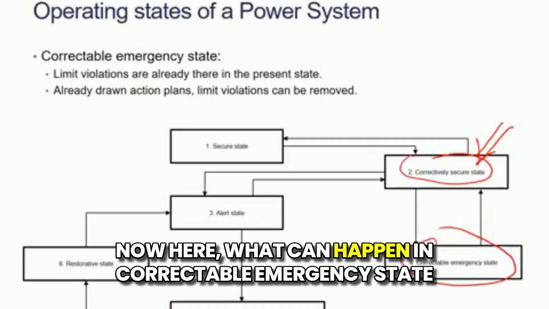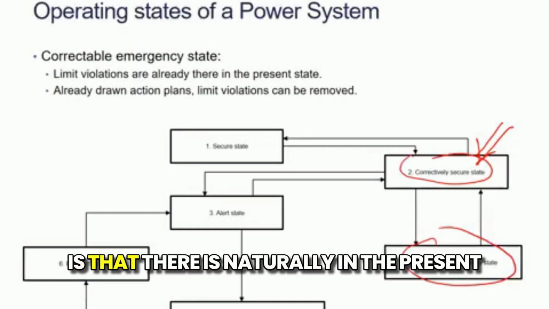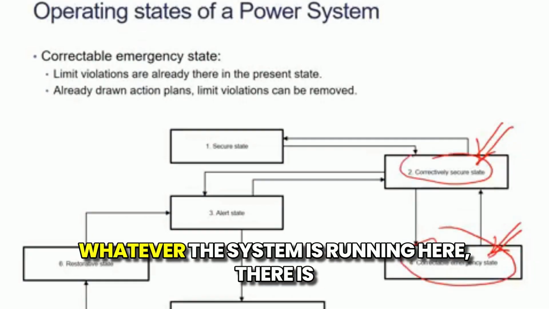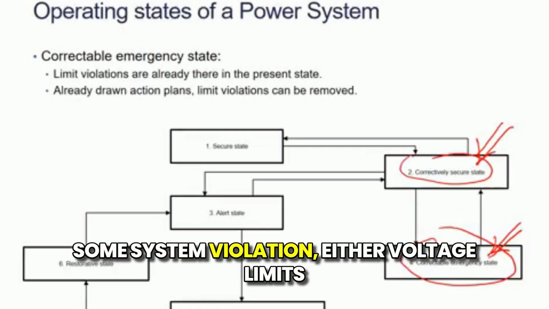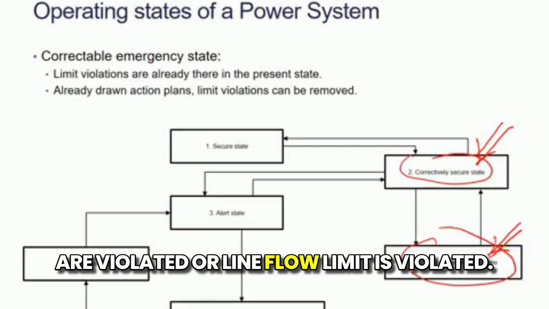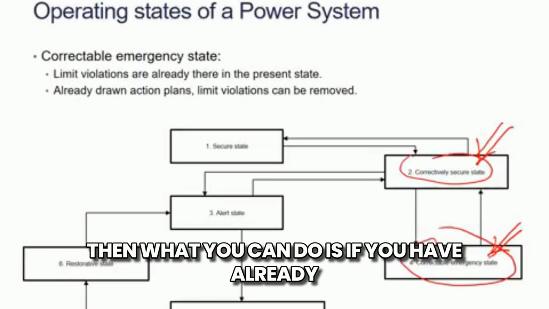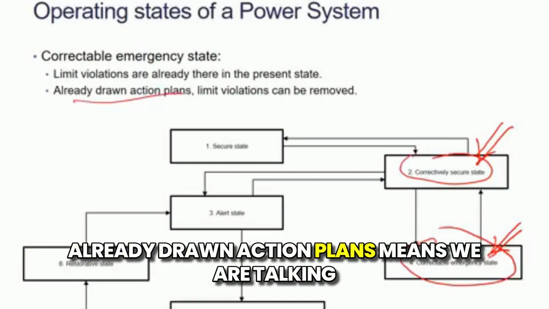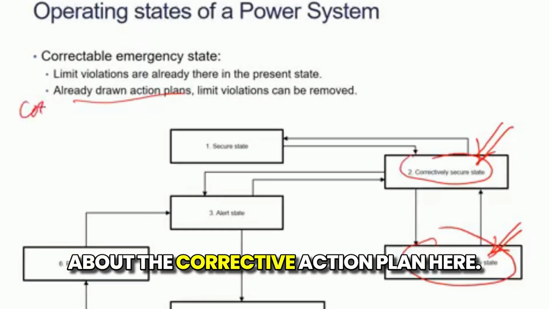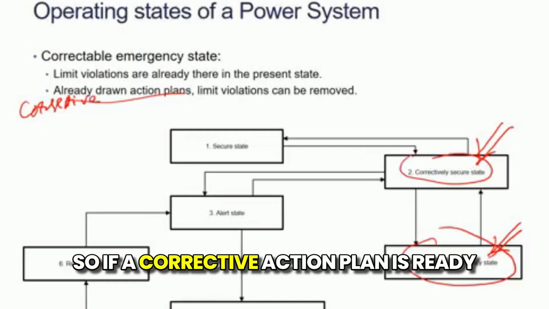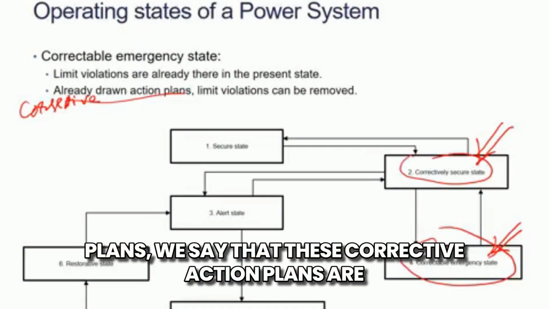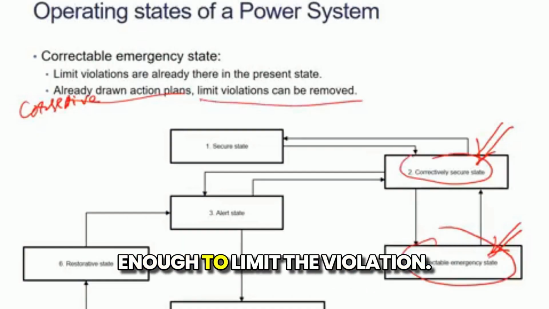Now here, what can happen in the correctable emergency state is that, in the present state, there are some system violations. Currently, whatever the system is running, either voltage limits are violated or line flow limits are violated. Then, if you already have corrective action plans ready with you, we say that these corrective action plans are enough to limit the violation.